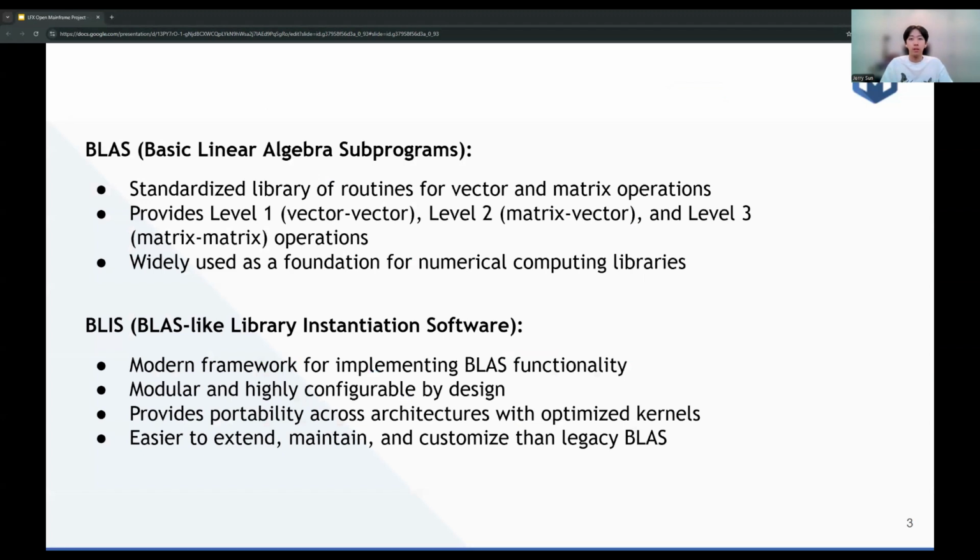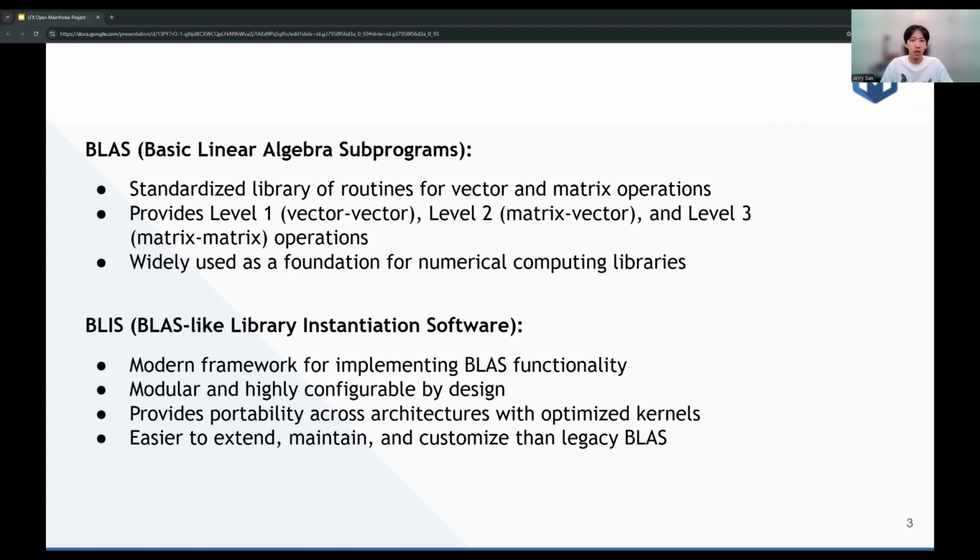Thank you, Igor. Now let me introduce BLAS and BLIS and how they differ from each other. BLAS, or Basic Linear Algebra Subprograms, is a standardized collection of routines for common linear algebra operations. This, for example, includes vector addition, dot products, and matrix multiplications. It is divided into 3 levels: level 1 for vector-to-vector operations, level 2 for matrix-to-vector operations, and level 3 for matrix-to-matrix. BLAS has been around for decades, and it is the foundation for many scientific and numerical computing libraries.